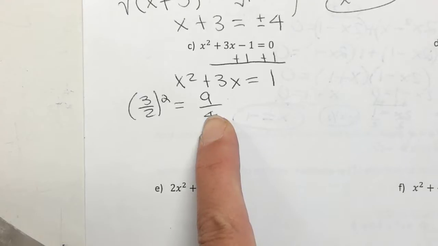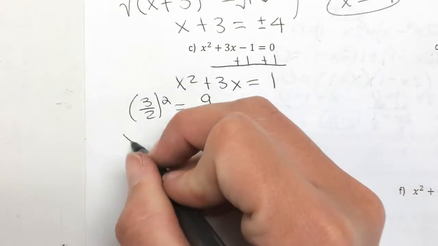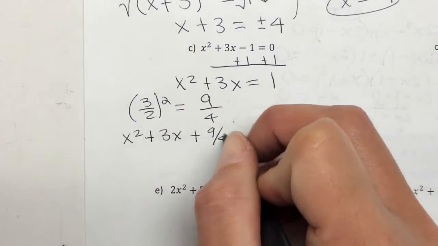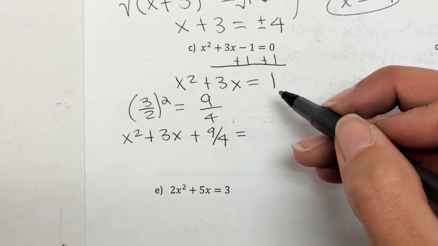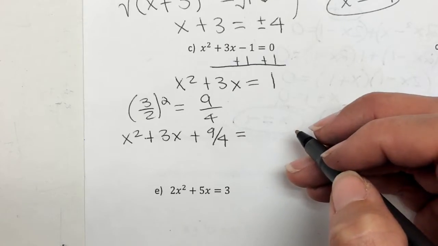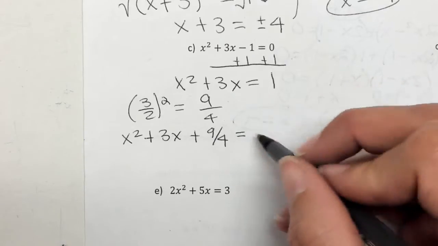Somebody said it. Say it louder. Good. Add it to both sides of the equation. So we'll have x squared plus 3x plus 9 over 4 equals, and let's write this 1 as a fraction. Why would I want to do that? Good, so I could add them, right? How would I write, good, 4 over 4.